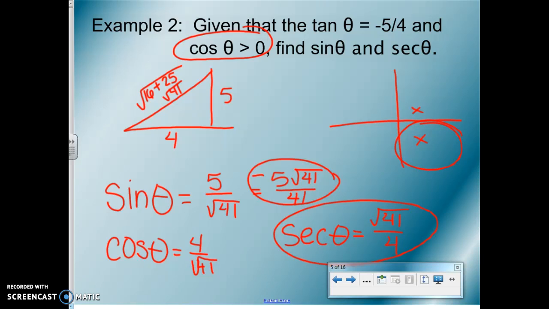And you don't have to make the triangle, but you can. And I always find that it's much easier if I make the triangle. Questions for me at all on that?